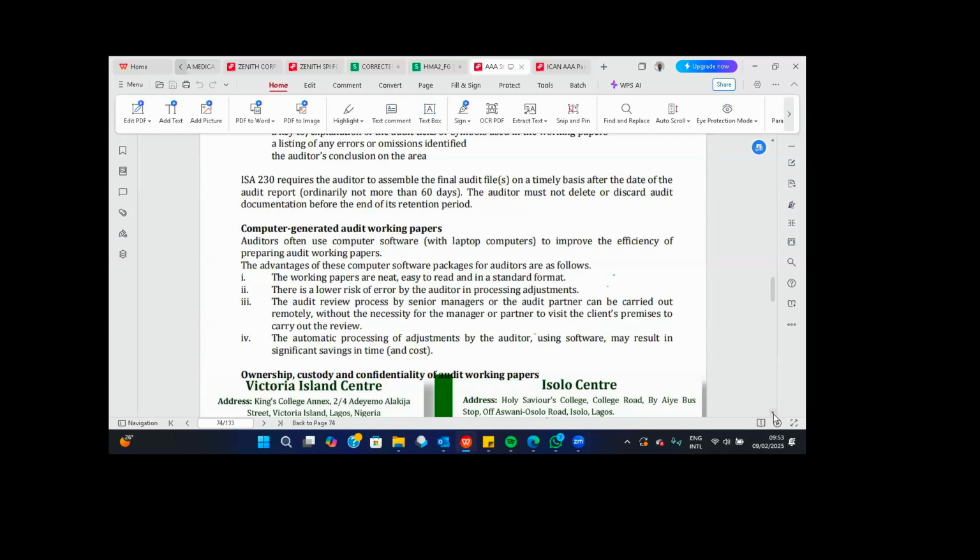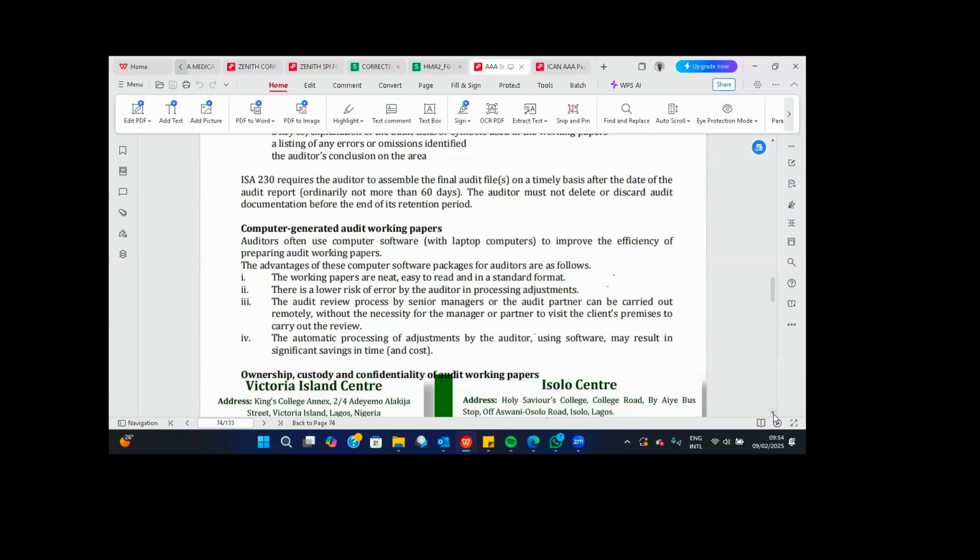Two, there is a lower risk of error by the auditor in preparing adjustments. Why? Because any error will easily be spotted because it's using a computer. It will be easily detected. Thirdly, the audit review process by senior managers or the audit partner can be carried out remotely. Before now, you had to come back and review the paper. But now with the advancement in IT technology, it can be done what? Remotely. Using what? Virtual tools. Zoom, Skype, Teams, Google Meet to get that done.